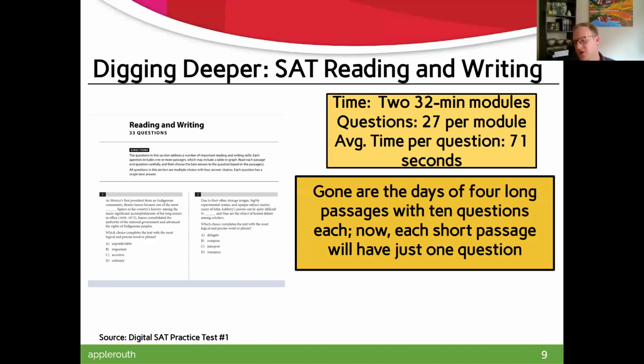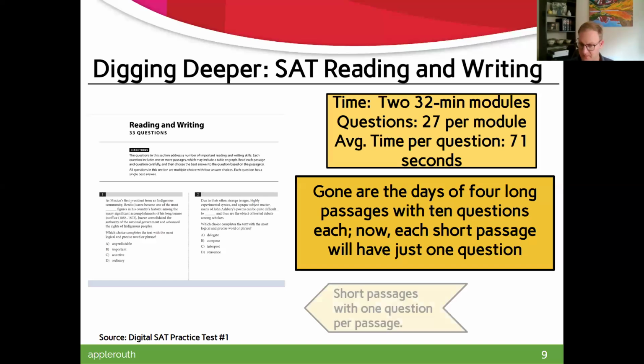The SAT a couple years ago, the paper test, was 4 long passages, 10 questions each, what the ACT has right now. But now that's not the case anymore. Every short passage, which will be like a paragraph, maximum 2, will have just 1 question attached. We're not spending much time with each piece of information. And you can see that right there. These are vocab questions, but short passages, 1 question per passage. That is always, always what we're going to expect.